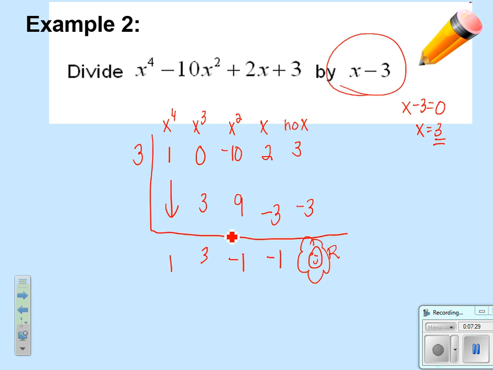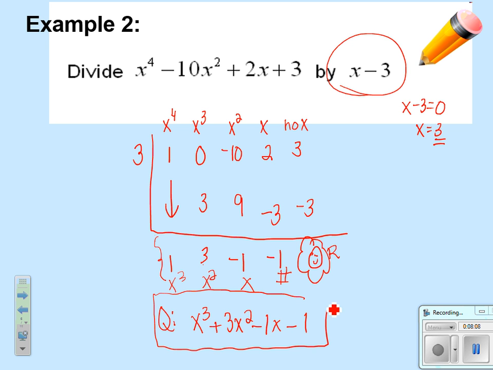Now if this represents a polynomial, this represents the answer or the quotient. So if that number 0 is the remainder, the number next to it represents the constant. The number next to that one represents the x value. This represents the x squared value, and this will represent the x cubed value. So the answer to these two polynomials being divided would be x cubed plus 3x squared minus 1x minus 1 with the 0 remainder, but I don't need to write that. Okay, let's try it again.